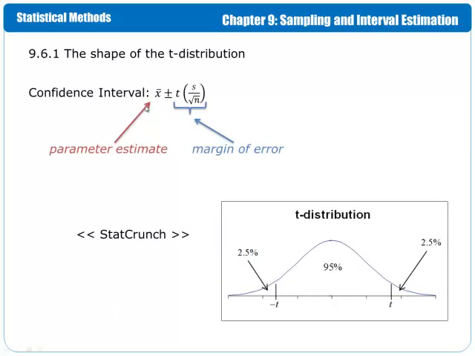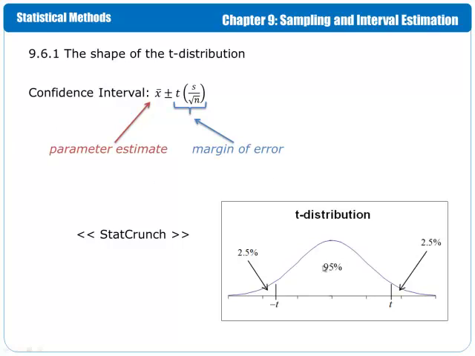Confidence intervals are conducted by taking the sample mean and adding to it t, which is a value from the t distribution, multiplied by s, which is the sample standard deviation, divided by the square root of the sample size. T times s over the square root of n is called the margin of error. And x bar is considered our parameter estimate. So a confidence interval then is created by our parameter estimate plus and minus the margin of error.